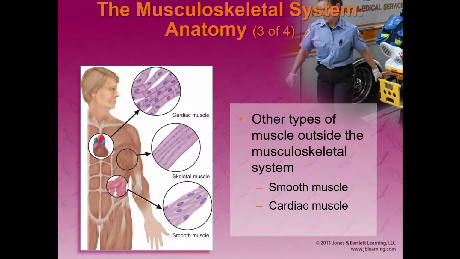So here's kind of how all of them differ. Your cardiac muscle is just in your heart. You have skeletal muscle, which is all of your major muscle groups that allow for movement. And then your smooth muscle is going to be areas that need to stretch, such as your intestines.